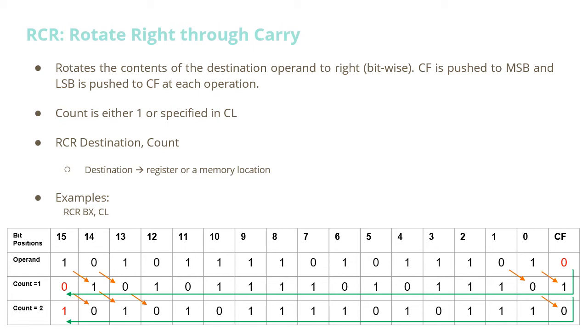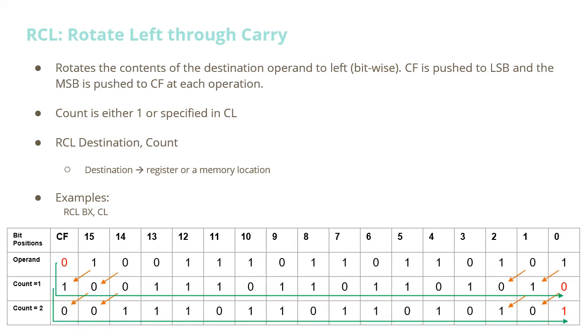During the second round also the same thing repeats. The bit at the 0th position, that is the LSB, will be moved to the carry flag, and the value that is present in the carry flag, now it is 1, will be moved to the MSB, that is the bit at bit position 15.